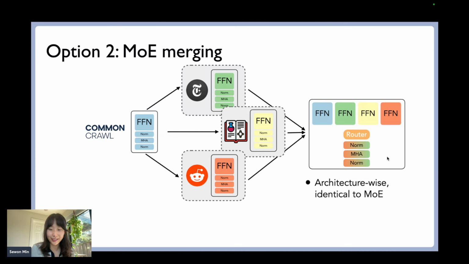The nice part here is that architecture-wise, it's exactly identical to standard mixture of experts. So you can think of it as a different way of training a mixture of experts. But for inference or for serving, you can use existing serving infrastructure for serving standard mixture of experts, which is a great benefit.